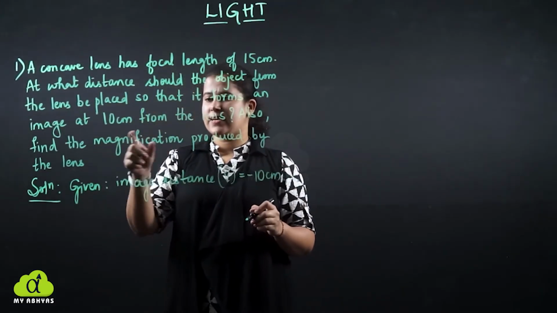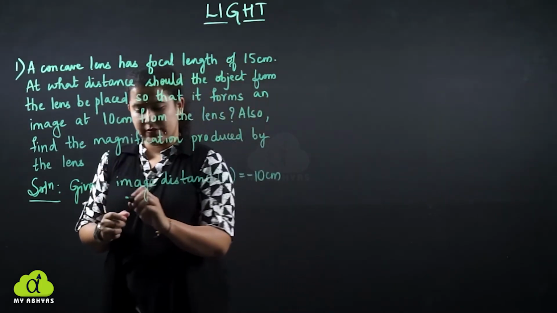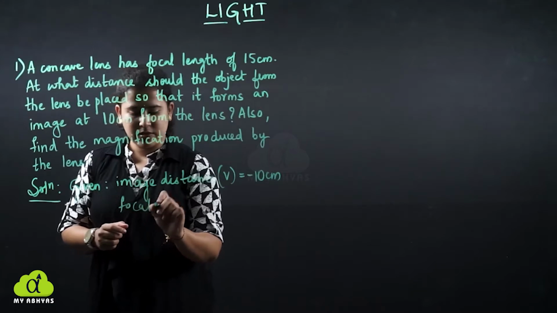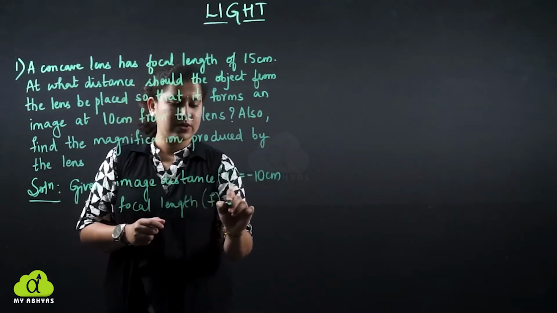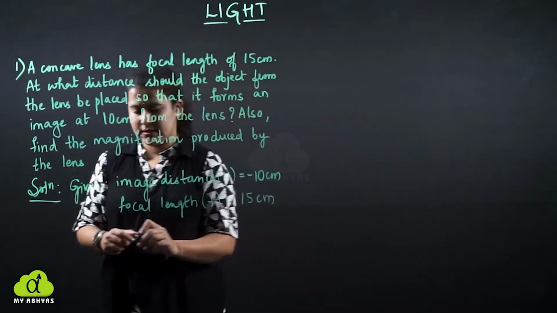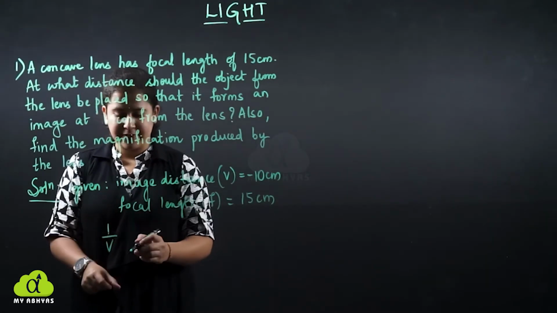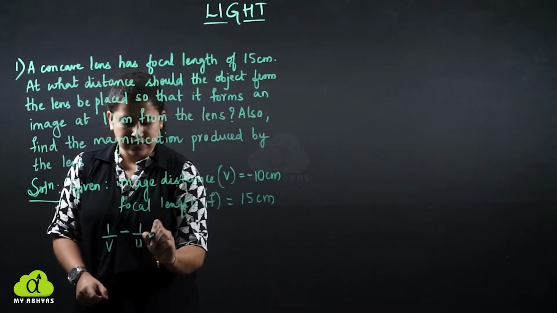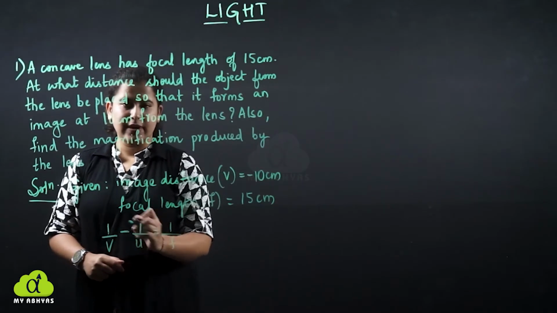After this, they have given me the focal length also. So the focal length will be how much? The focal length given, that is F is equal to 15 centimeters. So applying this in the lens maker's formula, we have 1 by V minus 1 by U is equal to 1 by F, right?